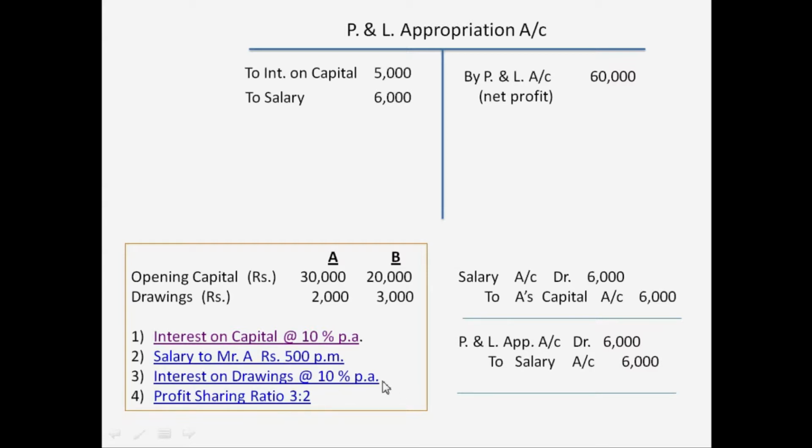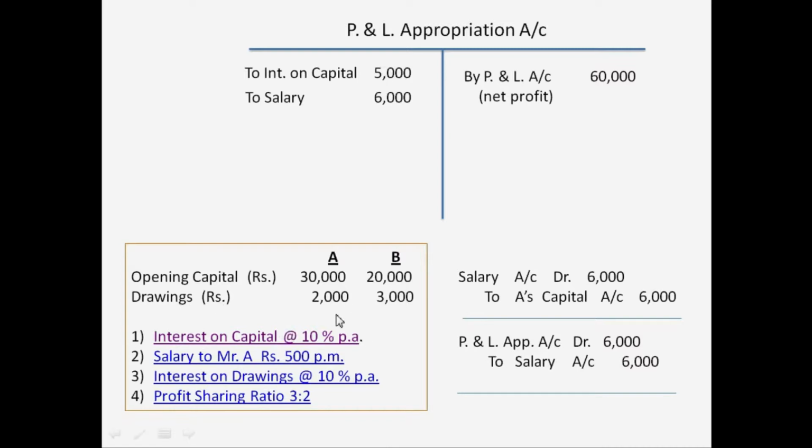But before we compute interest on drawings, first I would like to share one rule with you, and the rule is that here we know the amount of drawings, but we don't know the date of drawings, so interest will be calculated only for the period of 6 months. So the rule is that if we know the amount of drawings but we don't know the date of drawings, then interest will be calculated only for the period of 6 months.